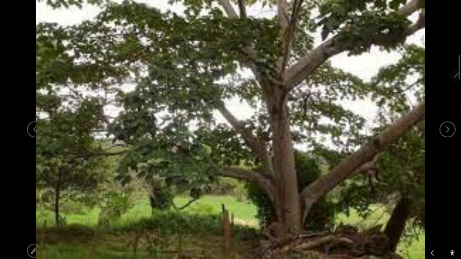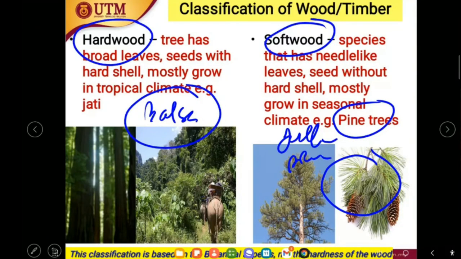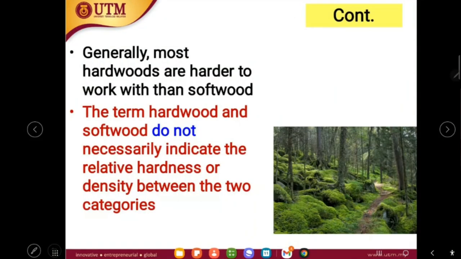Balsa normally is used to make chopsticks for Chinese people, and so on. And also in our university, when we are organizing the UTM bridge competitions, the material that we are using actually is balsa, because it is light, okay, but it is strong. But of course, balsa, if we compare with the yellow pine, it is not as hard as yellow pine, okay? So this hardwood and softwood classification is only regarded on the nature of these trees. It has no direct relation with the hardness, okay? But generally we can say that hardwoods are harder to work compared with the softwood, okay?